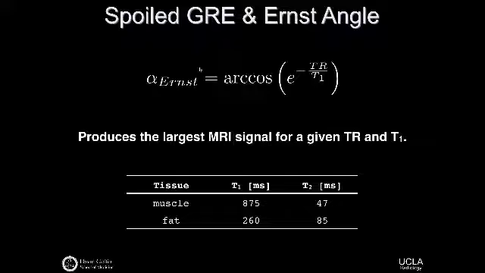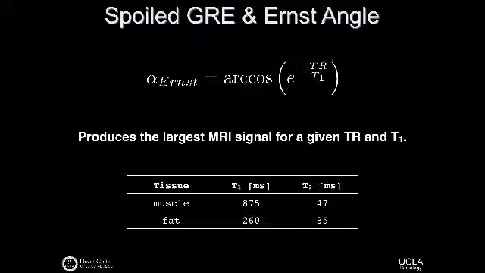Well, Richard Ernst, who got his Nobel Prize for things related to MR, gave us an expression for calculating what we call the Ernst angle. We won't get into the details of where it comes from, but not surprisingly, it comes from the Bloch equations again. And it basically just says, look, if you know the TR that you want to use, and the TR is sometimes governed by protocol time. You need your protocol to be a 5-minute protocol and not a 55-minute protocol.